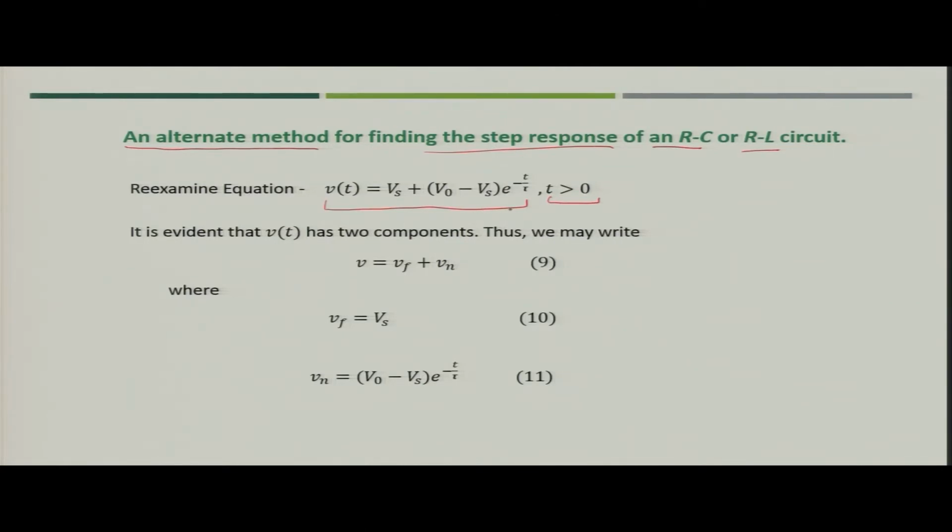Now, if you see this equation, you will come to know that there are two important components in it. Let us assume that the voltage V is the first component Vf plus Vn, where Vf is nothing but Vs and Vn is nothing but (V naught minus Vs) times e to the power minus t by tau.